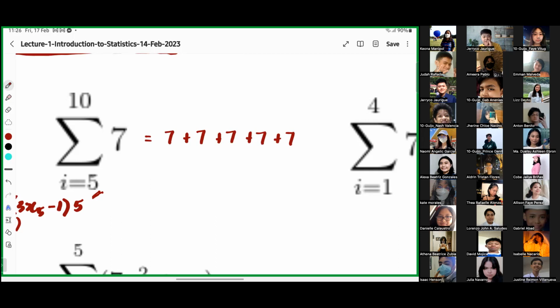So ilan dapat? 6. Kaso 5 lang to. Kasi dapat meron tayong pang 5th. Tama? 6, 7, 8, 9, 10. So kailangan, ibig sabihin, if we have this from 5 to 10, we need to add 7, 1, 2, 3, 4, 5, 6 times.